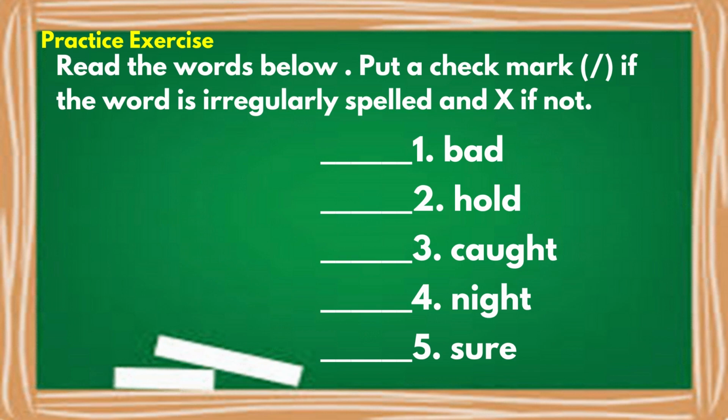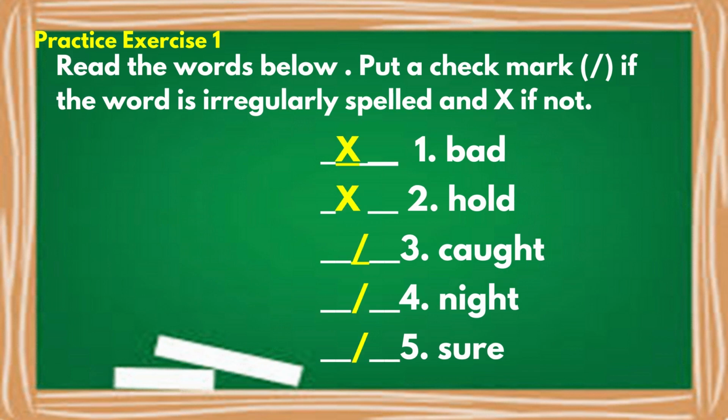First word is bad. Second is cold. Third is caught. Fourth is night. Fifth, the last, is sure. Okay, I guess you're done. So you can check your own paper or you can ask your mother or anybody at home to check if you have answered it correctly. There you go. Bad and cold are regularly spelled words. So you have to put an X mark on them. While caught, night, and sure are irregularly spelled words, meaning their spelling is quite different and they are read differently.